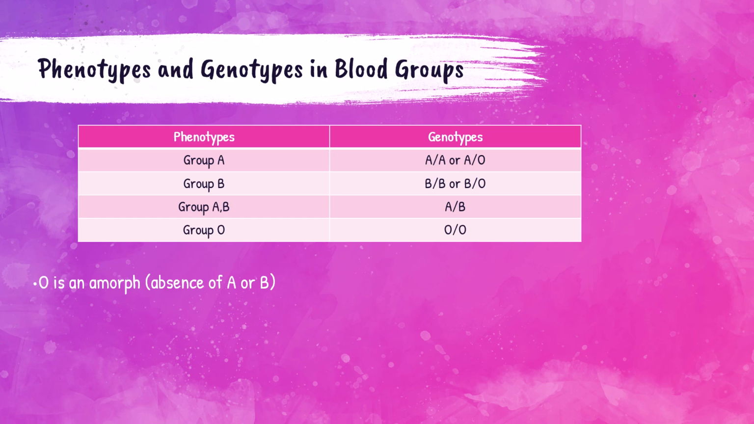For the group B phenotype, the possible genotypes are B/B or B/O. Now for group AB, there's only one genotype, and that is A/B, meaning they inherited one A allele from a parent and the other parent gave them a B allele. And then there is group O, meaning they have no A or B alleles, and their genotype is O/O. Again, I go into more detail on this when I talk about the ABO blood groups in a different video. However, you need to know this, memorize this, burn this in your brain, okay? This is very, very important, all right?